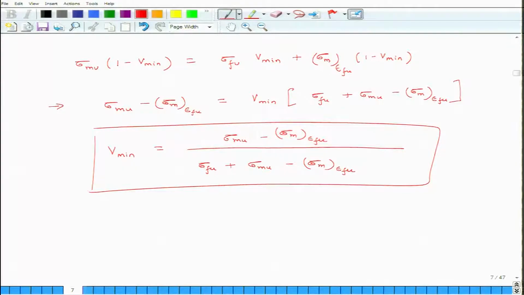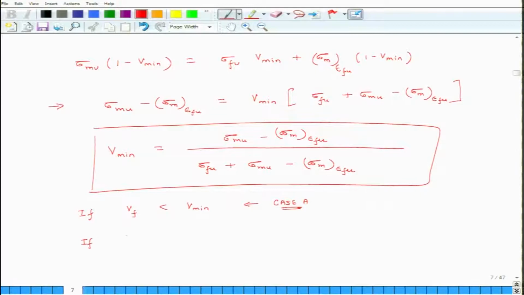So, that is the expression for V min. Okay. So, if Vf, the volume fraction of the fiber, is less than this value V min, then which formula or which relation do we use? Then that is case A. In that case the fiber breaks, and the load gets transferred to the matrix.